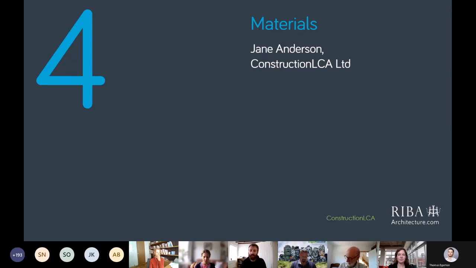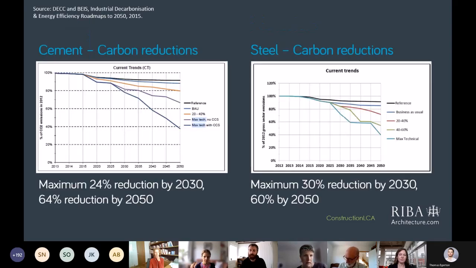So I'm going to take over and talk to you a little bit about how materials can help you achieve net zero. Next slide. So these are slides taken from the industrial decarbonisation roadmaps. And you can see this is showing you from 2012 through to 2050. And this is for cement and steel, the two materials that are commonly used for structure, which Will showed you have major influence on embodied carbon emissions.